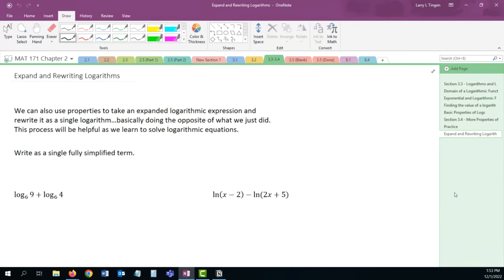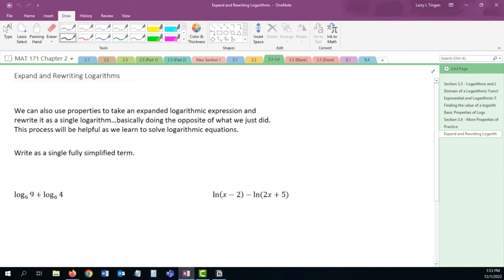And now we're going to be asked to go the opposite direction. There's four examples left here, then we jump over to 3.5. So we've expanded a single log into multiple logs. Now we're going to take multiple logs, sums and differences of logs, and compress them into a single log.